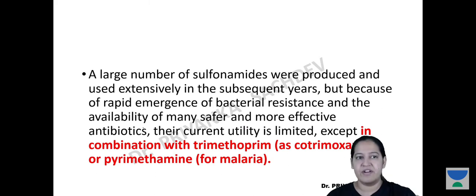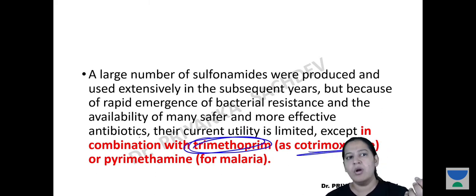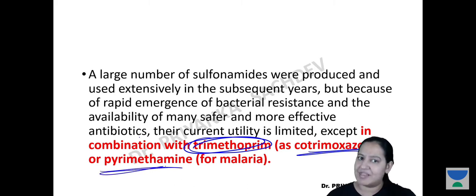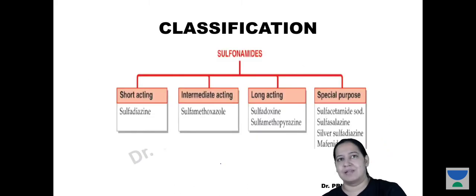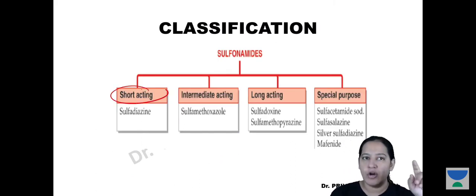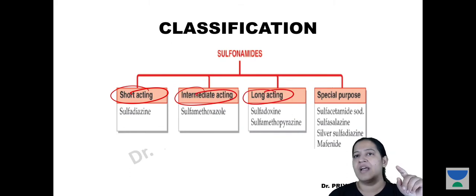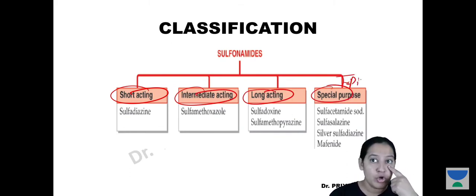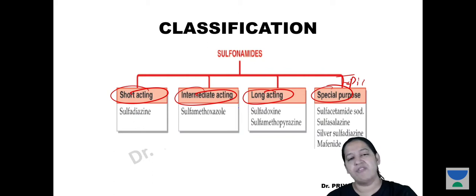So here I have written it is used in combination with trimethoprim. It is known as cotrimoxazole, or sometimes in combination with pyrimethamine for malaria. So that is the thing. So classification. Next heading is classification. It is divided into 4 classes. Please learn classification. Short acting, intermediate acting, long acting, and topical. Special means topical, topical for eye drops. You have to learn classification.